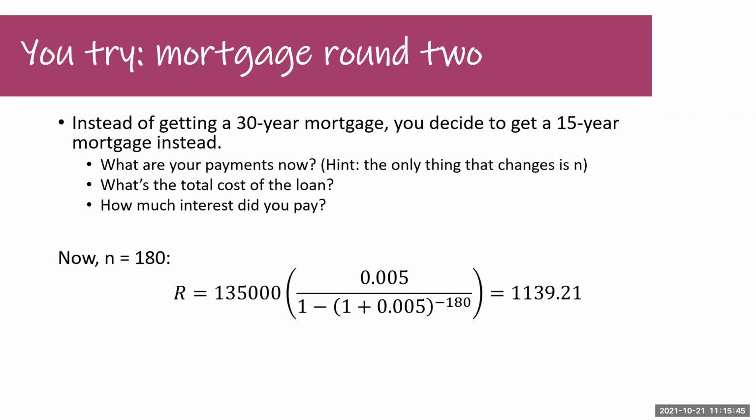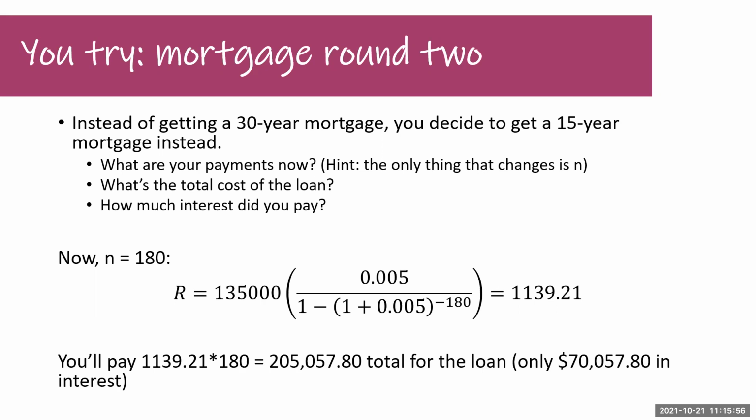The total cost of the loan then is going to be $1,139.21 times those 180 months, because that's how many times you're paying it. Instead of 360, you're only paying it 180 times. So the total cost of the loan is $205,057.80. Subtracting $135,000, only $70,000 of this is in interest.